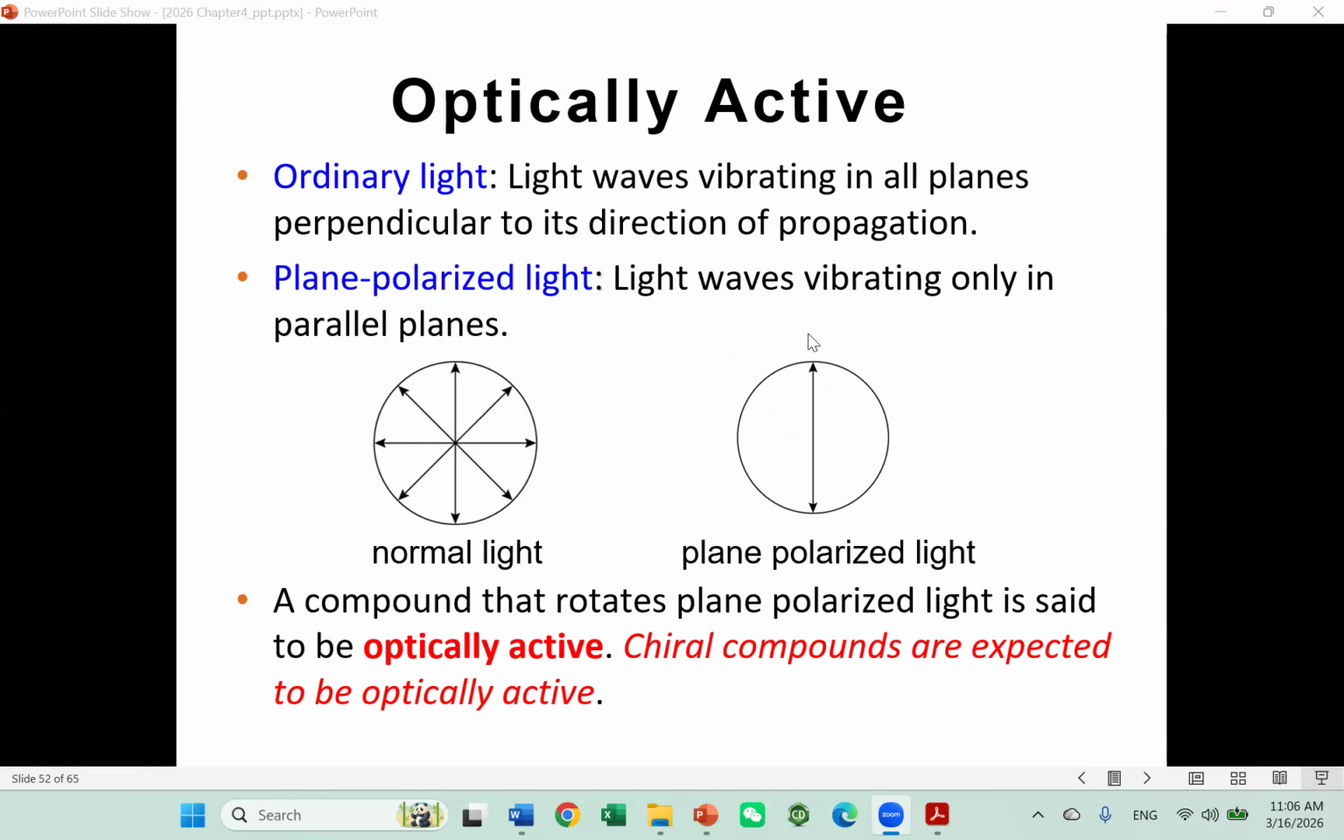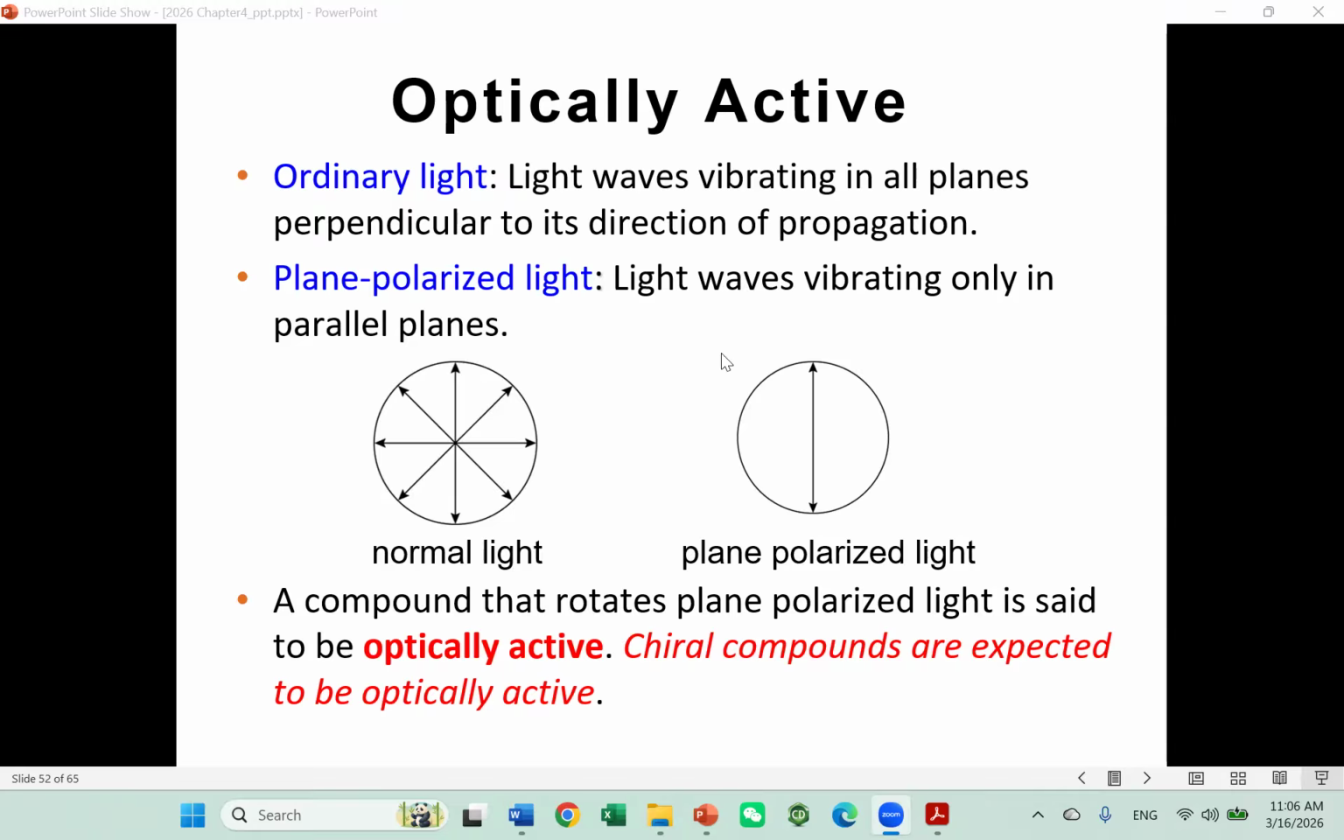For example, the light starts at 0 degrees, but once this plane polarized light passes through a chiral molecule, we can see the plane polarized light rotate, maybe 10 degrees, 20 degrees, whatever. Then we call this compound optically active. So a chiral molecule is optically active.